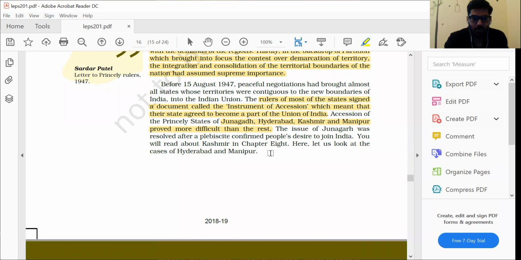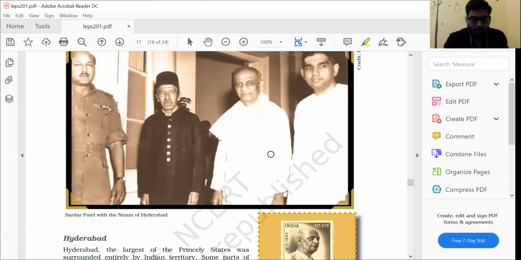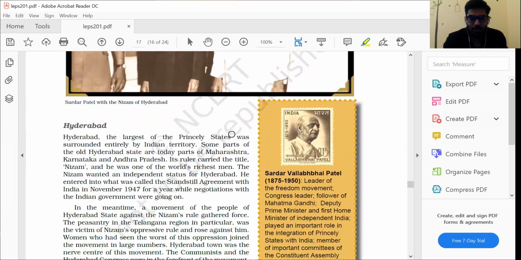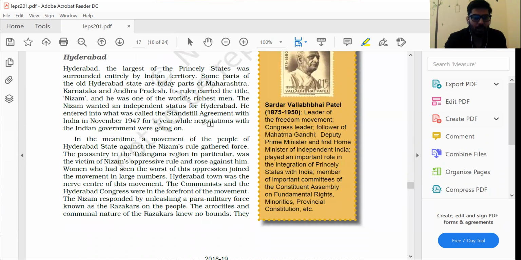Now, Hyderabad and Manipur, what happened? So look at this beautiful guy, the Nizam of Hyderabad, with Sardar Patel. Now he actually threatened Patel. How? Let me tell you. Some parts of Hyderabad state are today parts of Maharashtra, Karnataka, and Andhra. It was ruled by the Nizam. He was one of the world's richest men, and he wanted an independent status.